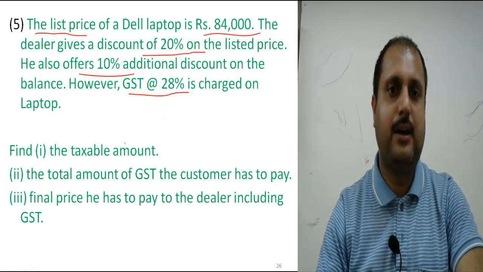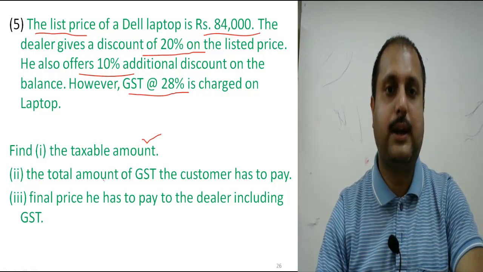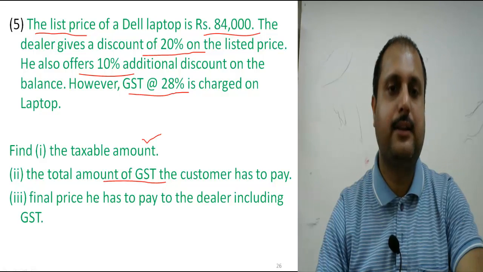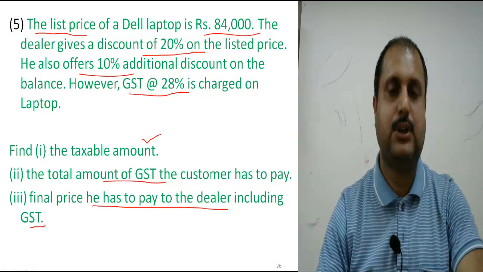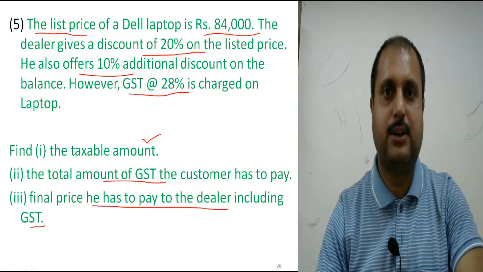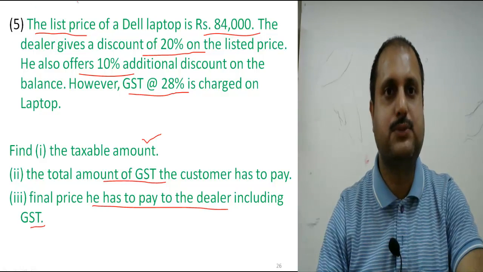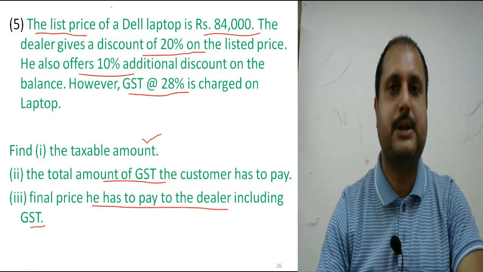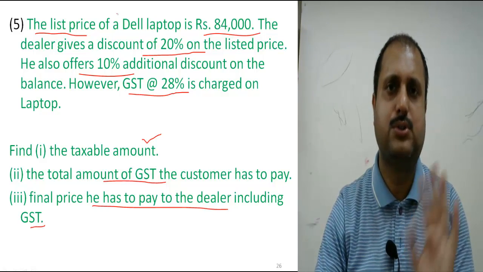So the question is asking the taxable amount, the total amount of the GST, and the final price he has to pay to the dealer including the GST. So this is the final question. How to solve this question? To solve this question, we have to go ahead step by step. So we will follow a step by step process in order to solve this question.